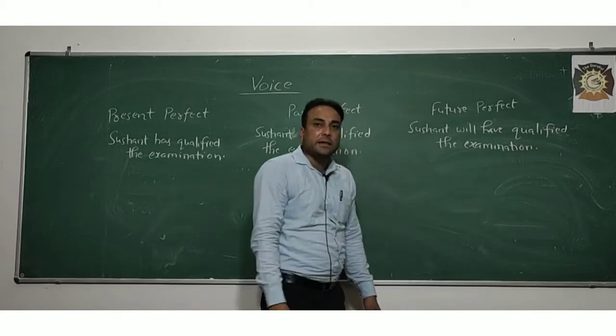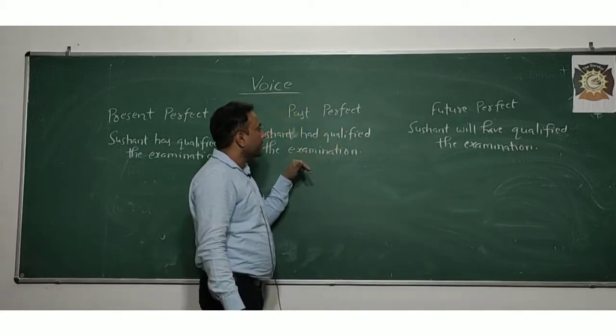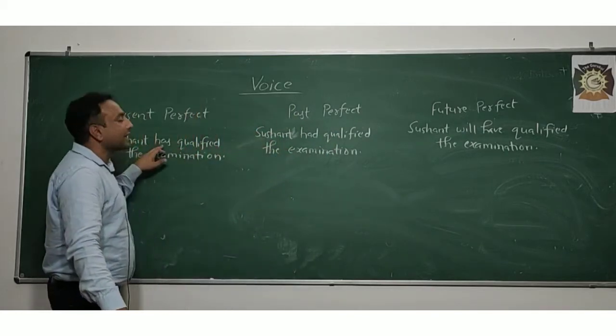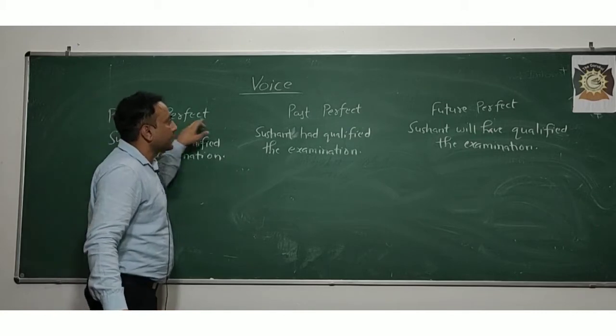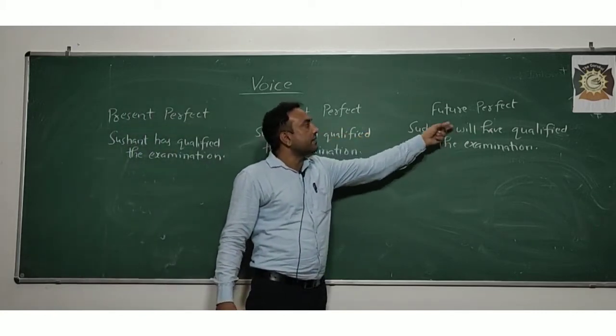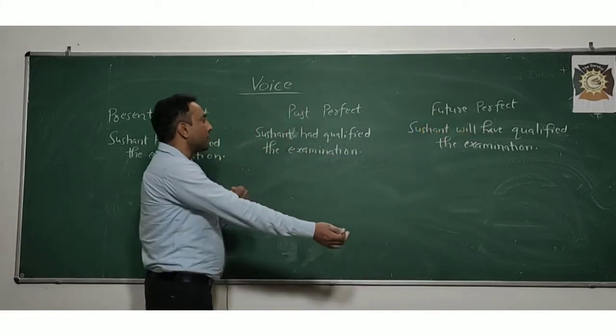I have written the same sentence in all three tenses. Why? Because there is a change of helping verb. If only has is given, it becomes present perfect tense. If had is given, it becomes past perfect. If will or shall have is given, it becomes future perfect. The rest of the pattern is the same, and you know how to change it.